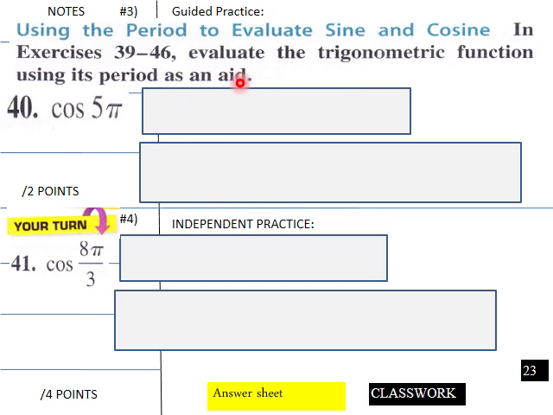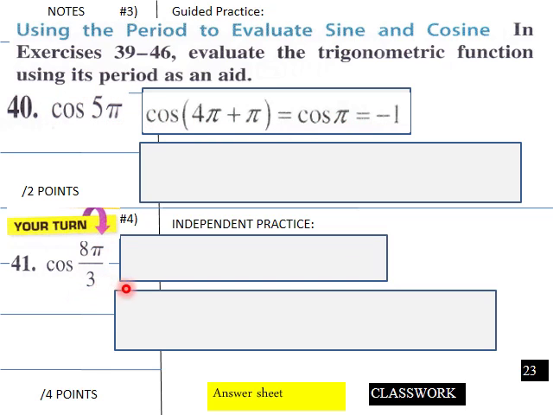Okay, so to do this here, we need to evaluate the trig function using its period as an aid. So how many periods are in 5 pi here? We have 2 pi per revolution, so we would have 2 revolutions plus a pi here. So cosine 4 pi plus pi would be 2 revolutions plus pi, which would put it at the 180-degree mark on a unit circle. And at that value, your x would equal -1. So that would be cosine 5 pi.